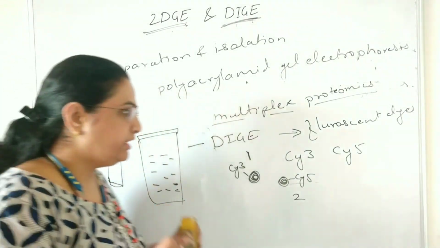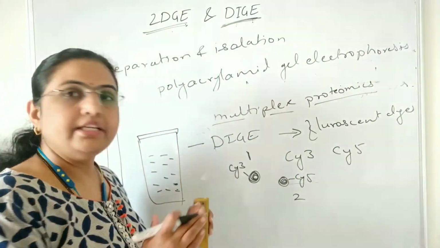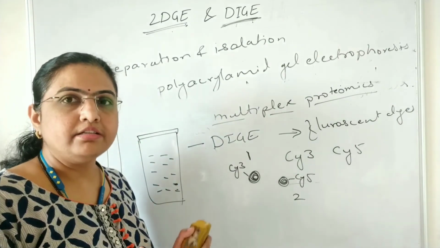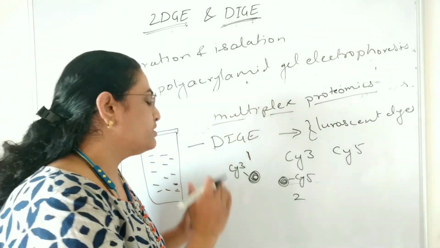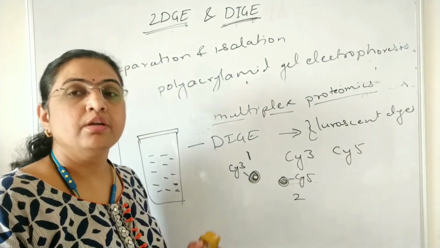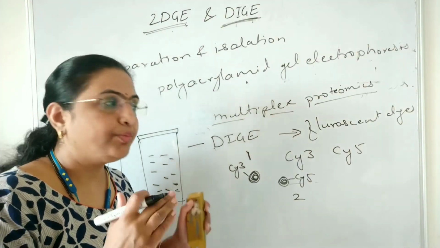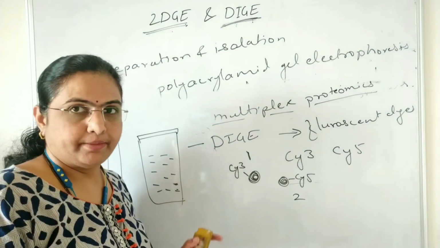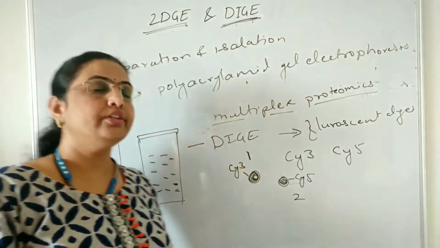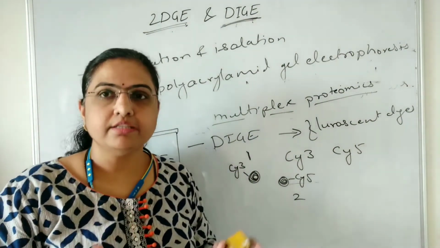And now, with the help of CCD scanners, you can analyze the fluorescence emitted by these fluorescent dyes, and the intensities of this fluorescence tell you the quantity of the proteins present in the sample. So on a single gel, by using these fluorescent dyes, you can do the comparative analysis between the two proteomes.